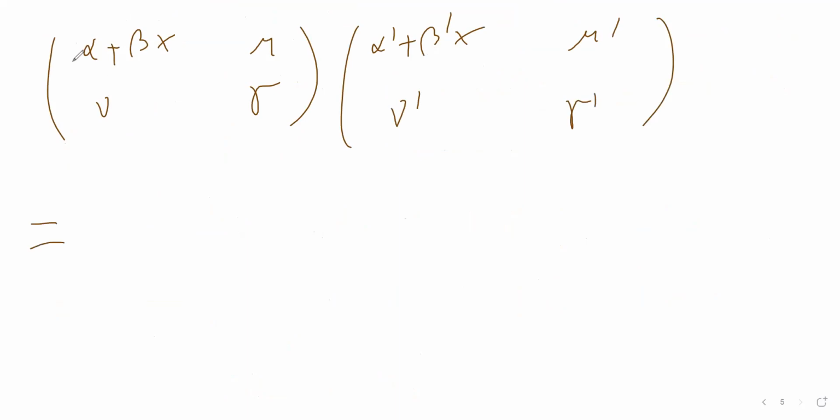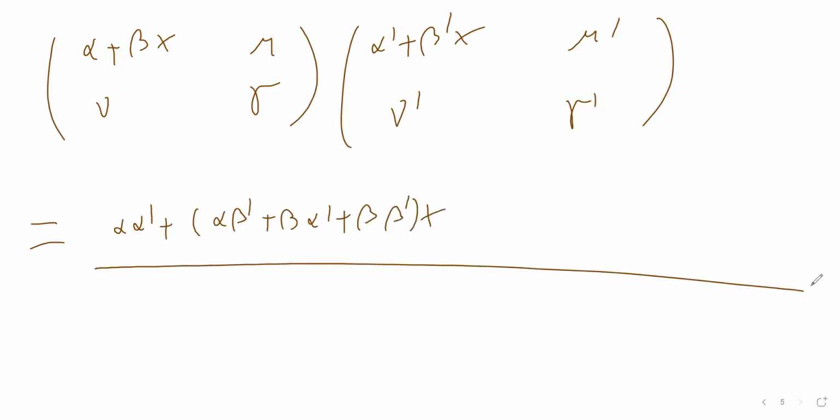So when I multiply these two entries, the top left corner, then this is multiplication in the ring. Okay, so I have alpha prime plus, and now remember that x squared is equal to x. So I will have here alpha beta prime plus beta alpha prime plus beta prime x. Okay, so that's my first entry.